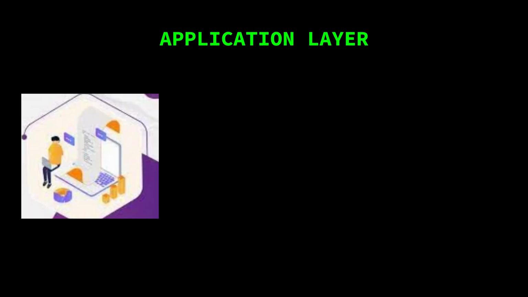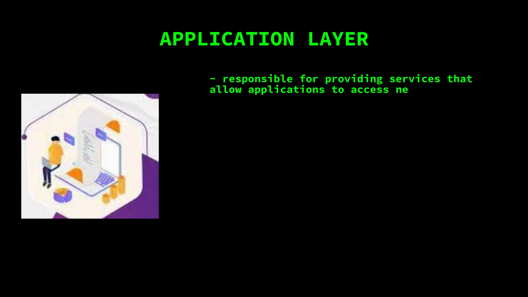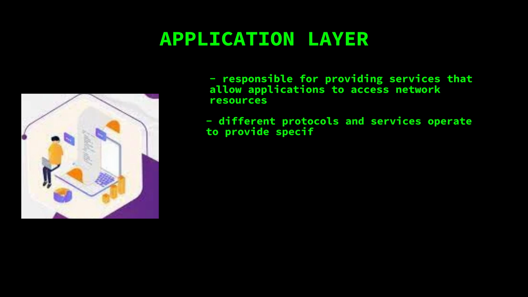Finally, there is the application layer. It's responsible for providing services that allow applications to access network resources. At this layer, different protocols and services operate to provide specific functions, such as email, file transfer, or web browsing. Some of the commonly used protocols and services at this layer include the Hypertext Transfer Protocol, HTTP, used for accessing websites, the File Transfer Protocol, FTP, used for transferring files between computers, and the Simple Mail Transfer Protocol, SMTP, used for sending and receiving emails.